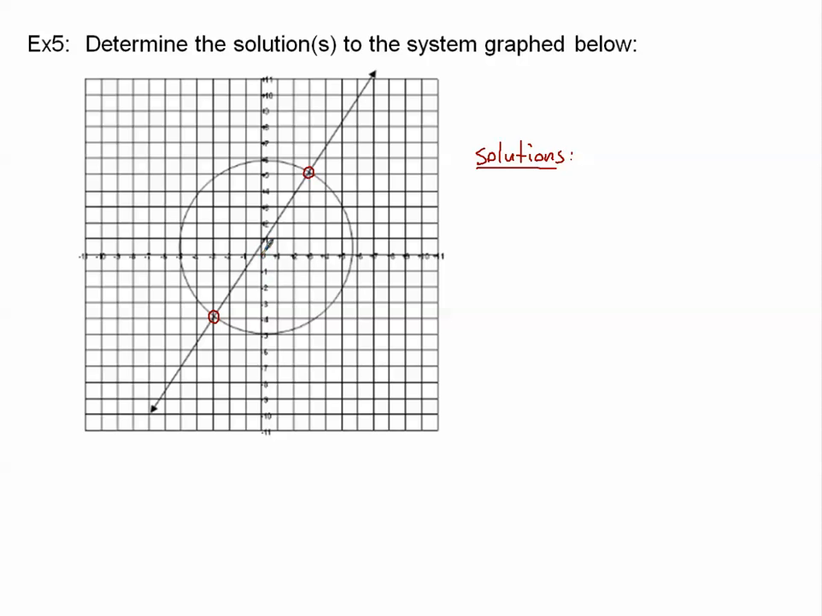This ordered pair, let's find 0, 0, 1, 2, negative 3, 1, 2, 3, negative 4. So negative 3, negative 4 is one of the solutions. The other solution is up here. Let's count that out. 1, 2, 3, 1, 2, 3, 4, 5. So 3, 5. So that's not too bad. I like when they give us the picture. We don't have to graph it ourselves. All we have to do is identify the ordered pairs. Solving by graphing means you graph the system and find where they intersect and name the ordered pairs.